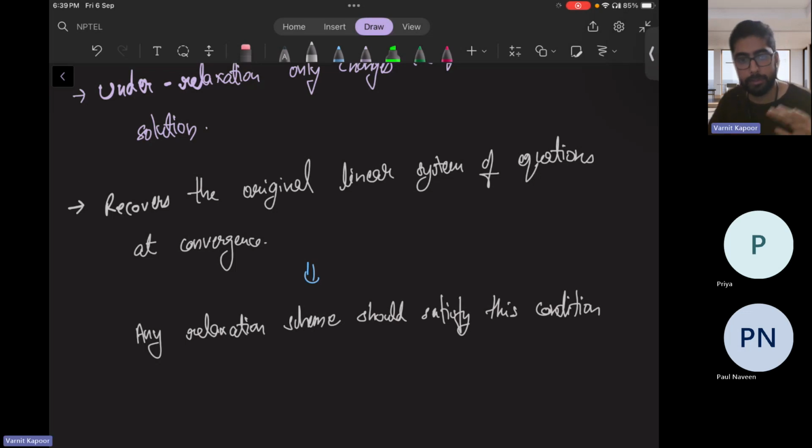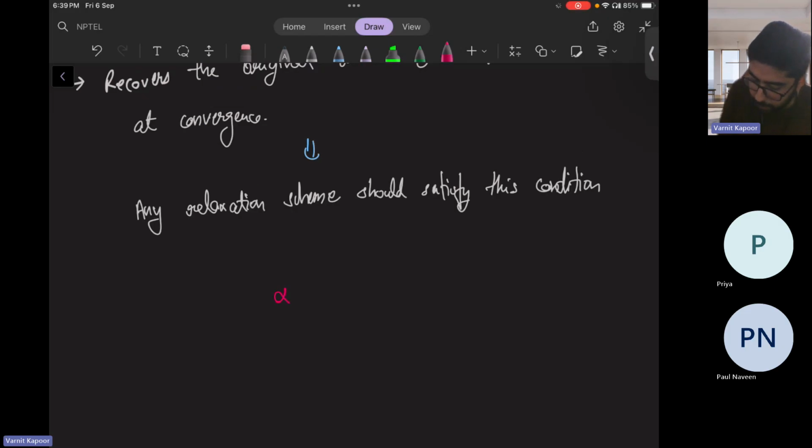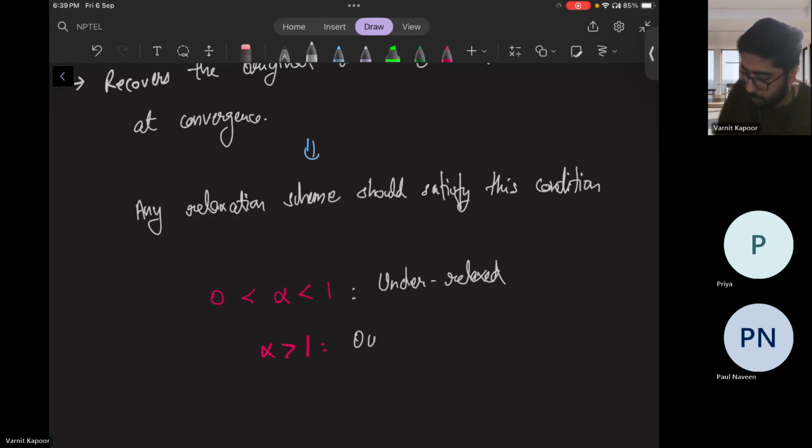And if alpha value is between 0 to 1, what can we say? It is an under relaxed system. And if alpha is greater than 1, we say that it is over relaxed, so as to improve the diagonal dominance. And alpha value, as I've told, depends on your experience, how you got that value.